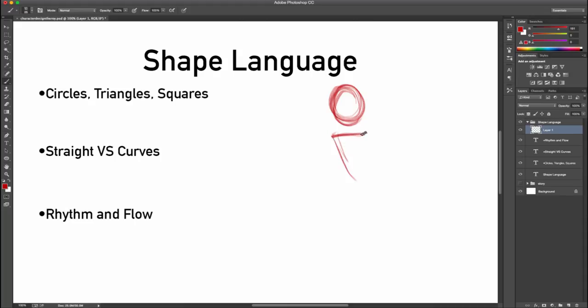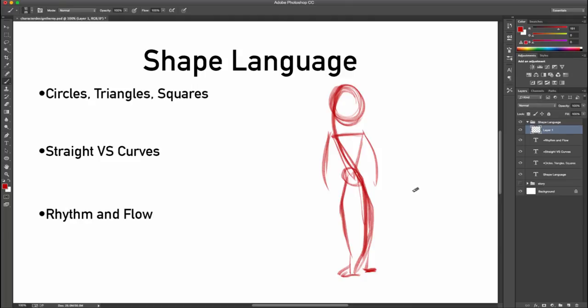So if we quickly draw out a character, excuse my horribleness for this, but you want to have kind of a rhythm and flow. Maybe I'll do this in a different color so you can see it a little bit better. So you want to have kind of a rhythm, and this is what I'm talking about. This is just one example of how the flow works.